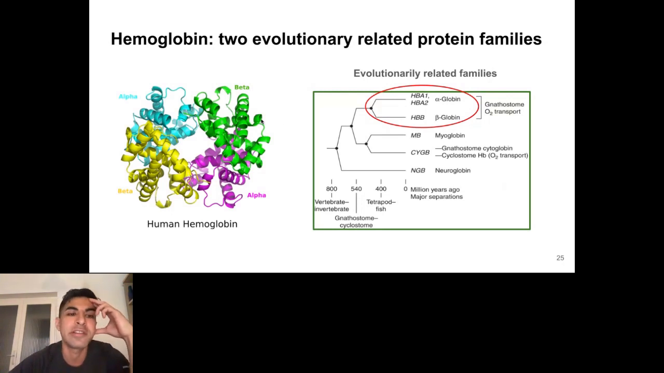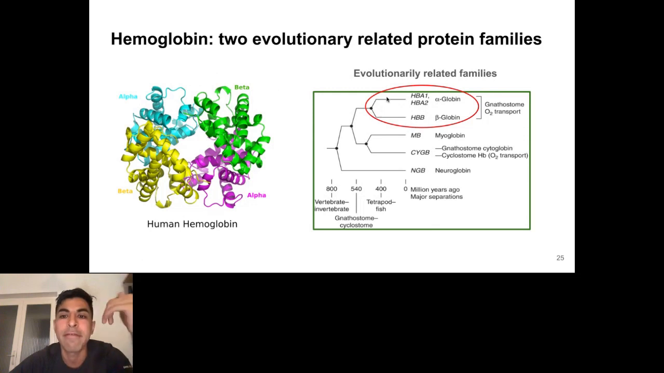So a very interesting example is hemoglobin, because as you know, hemoglobin is constituted by two alpha globin units and two beta globin units that form this tetramer structure. But not only are they part of the same biological unit, they are also evolutionarily related. So they descend from the same ancestral protein.